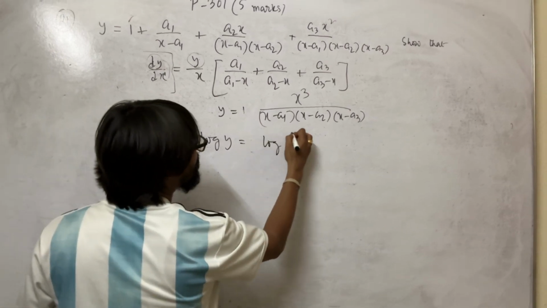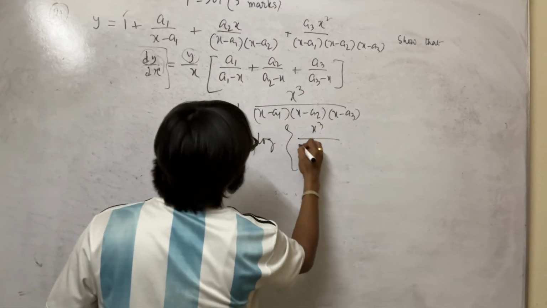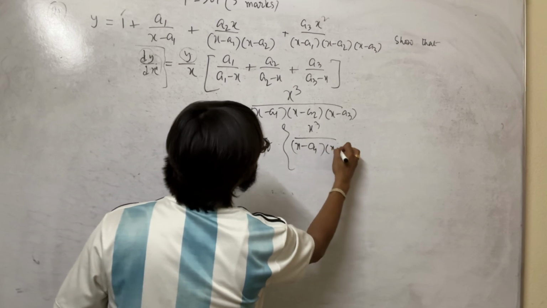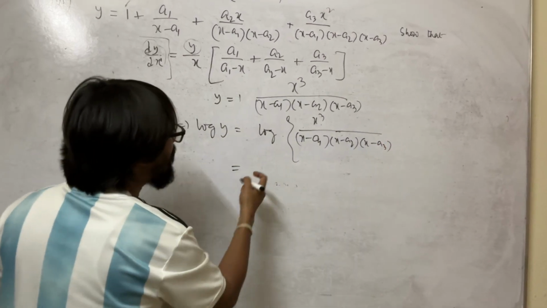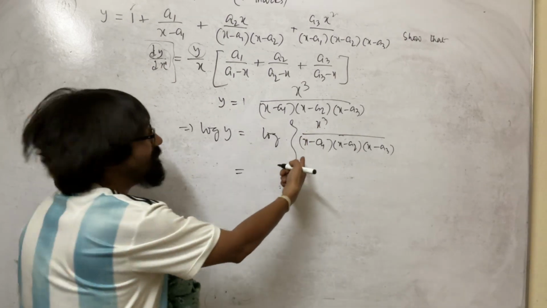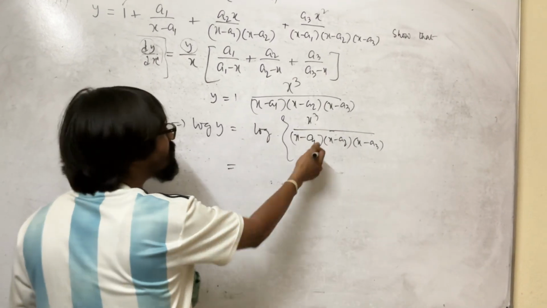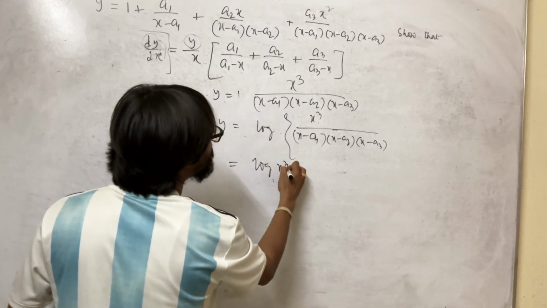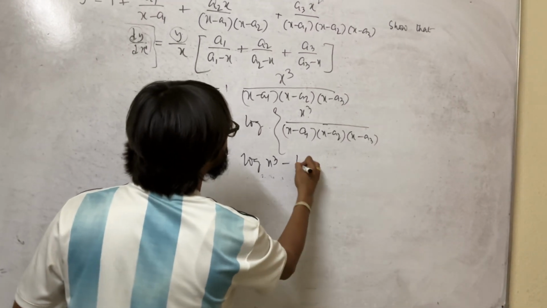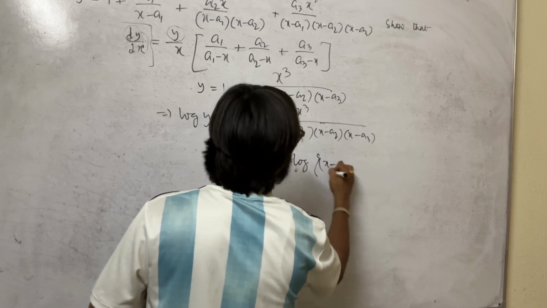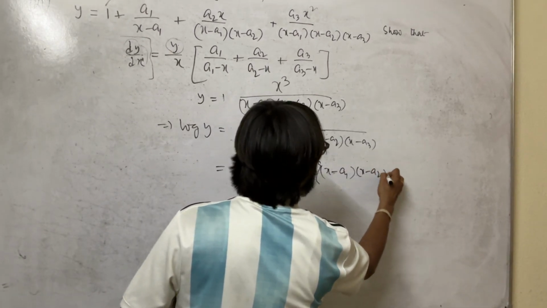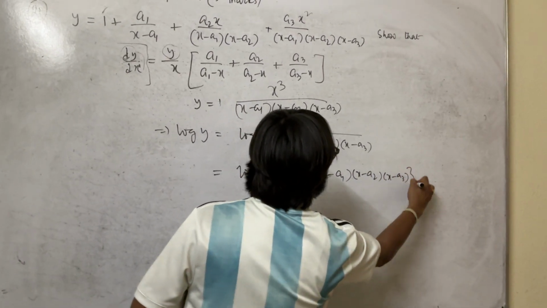So when I take log, this whole thing becomes x cubed by (x minus a1) into (x minus a2) into (x minus a3). Very nice. Now log of numerator by denominator is log numerator minus log denominator. So log x cubed minus log of this whole thing, (x minus a1) into (x minus a2) into (x minus a3).